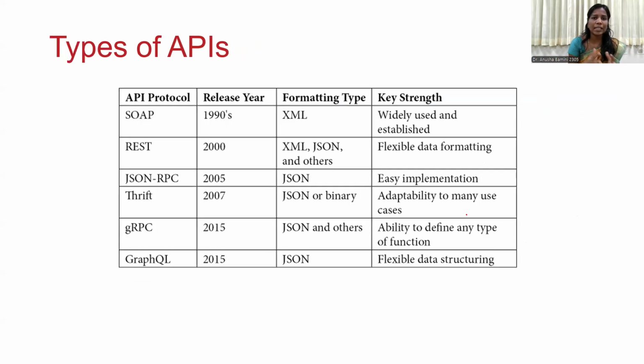So these are some various types of application programming interface over the internet that we are using till nowadays: the SOAP API protocol, then REST API, JSON, Thrift, gRPC, GraphQL. The major APIs we used till the 2000s were SOAP as well as REST. The expansion for SOAP is service-oriented architecture protocol.